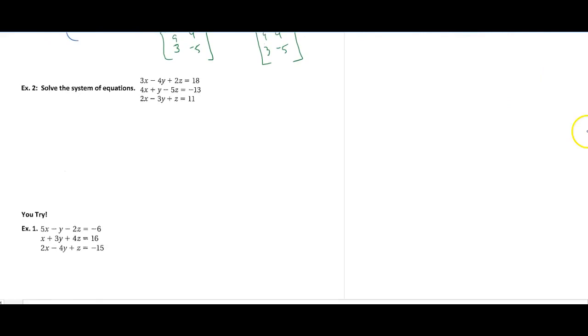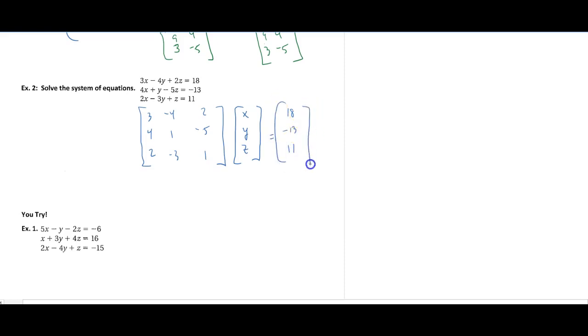Okay, how do we do the 3 by 3? Again, we're going to do our coefficient matrix, 3, 4, 2, -4, 1, -3, 2, -5, 1, times our variable matrix, which is x, y, z, equals our constant matrix, which is 18, -13, and 11.